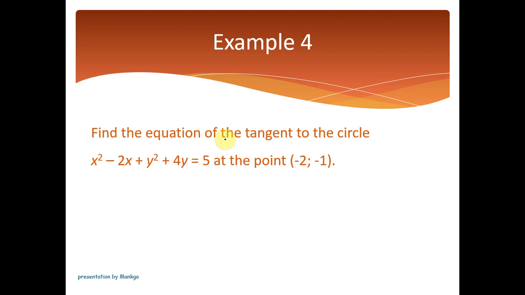Find the equation of the tangent to the circle. We have the equation of the circle here, and then we have a point where the straight line touches the circle, so it is tangent to the circle. The first thing we said we have to do is write the equation of the circle in standard form.